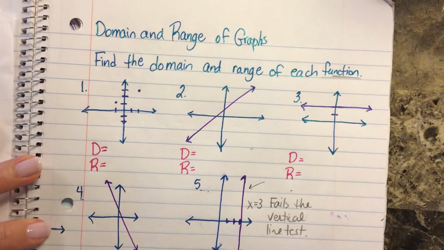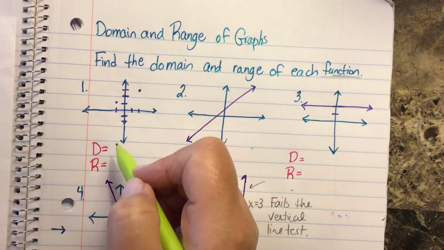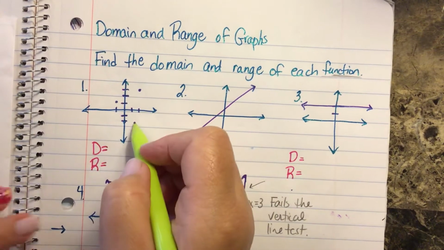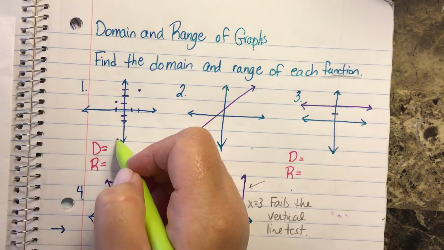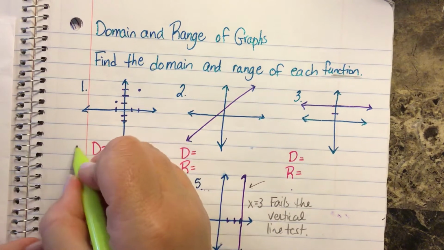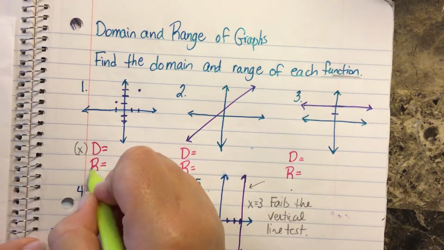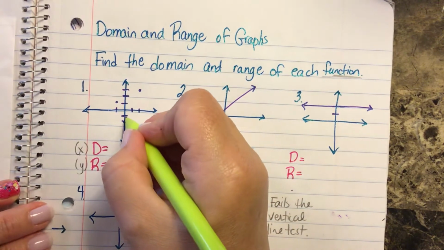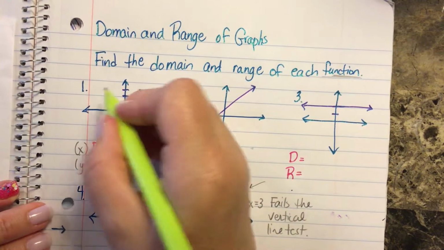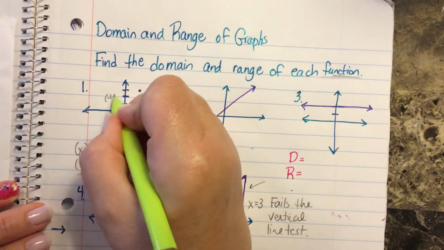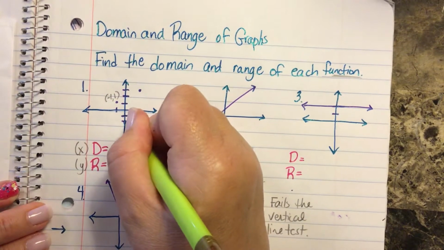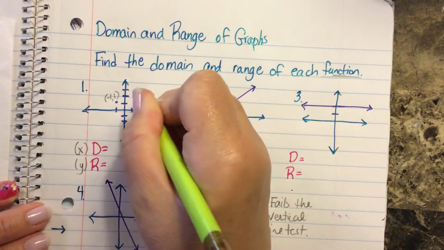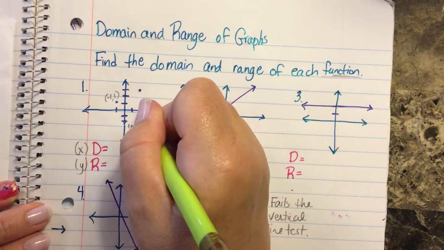Look at number 1. The domain and range of a relation, or a set of ordered pairs, is found by naming the x-coordinates for domain and the y-coordinates for range. Well, let me find these ordered pairs. This is -1, 1. This one here is 0, -2. This ordered pair here is 2, 3.